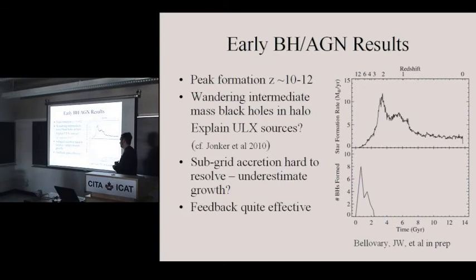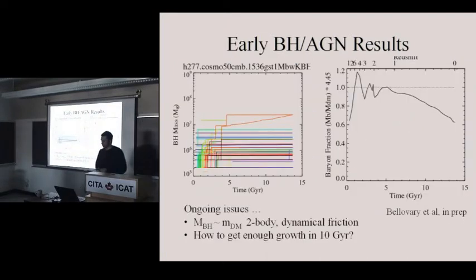We are finding that the subgrid accretion is hard to resolve. It's also hard to resolve the densities required to make that go at a reasonable rate to get Eddington-type accretion rates. And feedback is quite effective. So this is work by Jill Bellaberry, who's just started a postdoc in Michigan, and we're thinking of trying to get her to visit in the next few months.